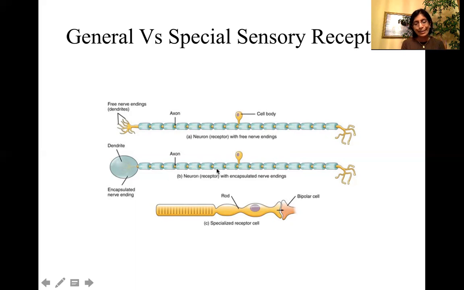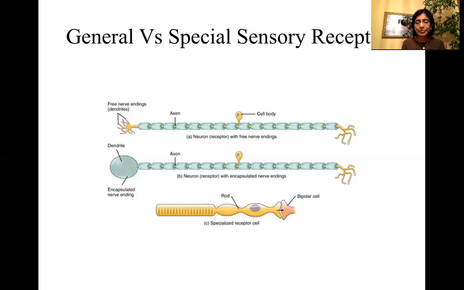Now, what we see here is also a unipolar neuron. What happened here is the dendrite part of the receptor is modified, simply encapsulated, meaning a connective tissue coat around the nerve ending is what we see. So it's a little specialized, and that's again a general sensory receptor, or both of these are general sensory receptors. This could be a tactile receptor detecting touch or pressure.